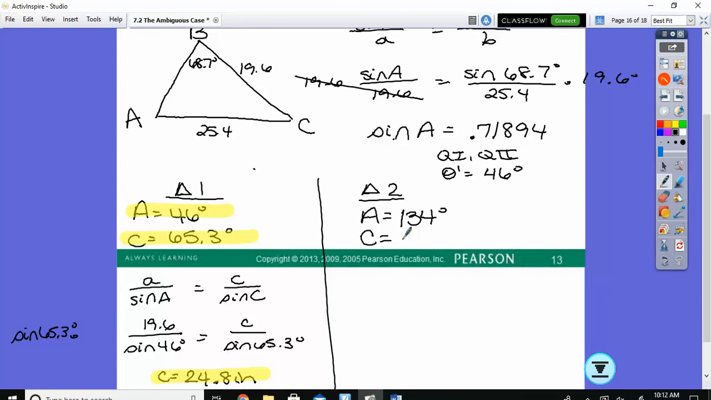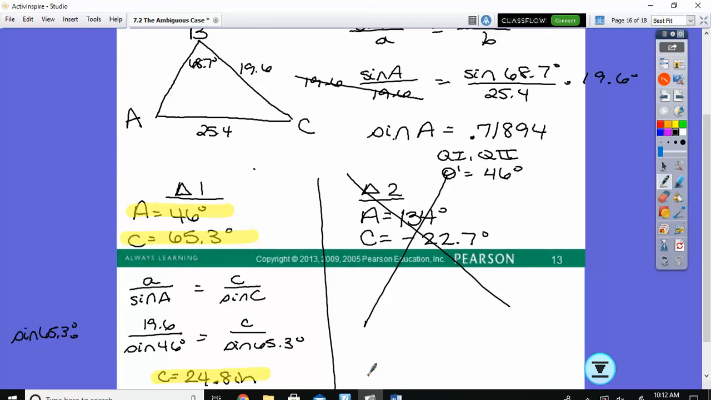When you do that, you get C to be a negative 22.7 degrees. Is that possible? If I have a triangle, can you have a negative angle in a triangle itself? No. So in this problem, triangle 2 does not exist, and there's only one triangle.